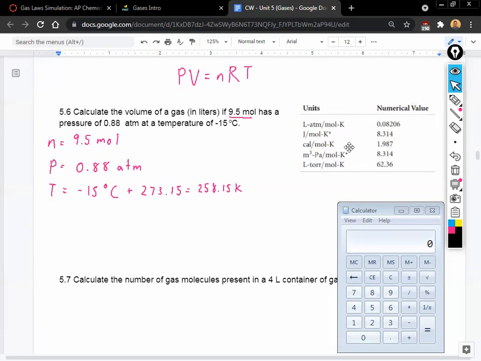Alrighty, guys. So if you're finishing up, feel free to finish up, and then you can just check your answers at the end. Okay, so let's plug in our numbers. So for this problem, it looks like we're looking for volume, right? So we need to solve for V.